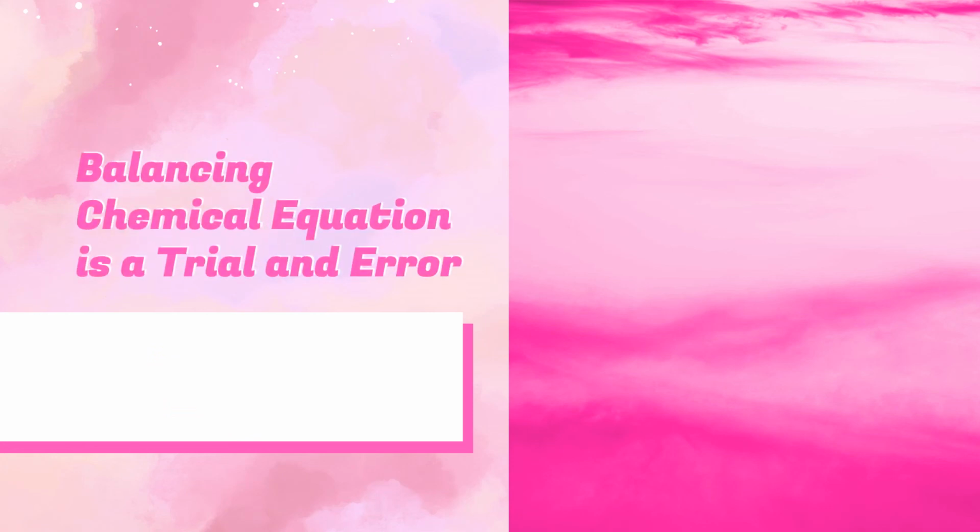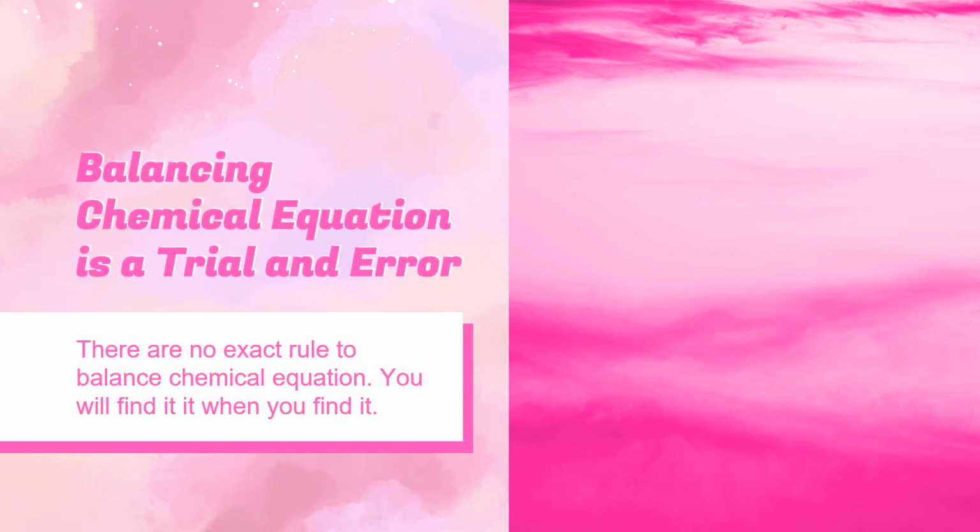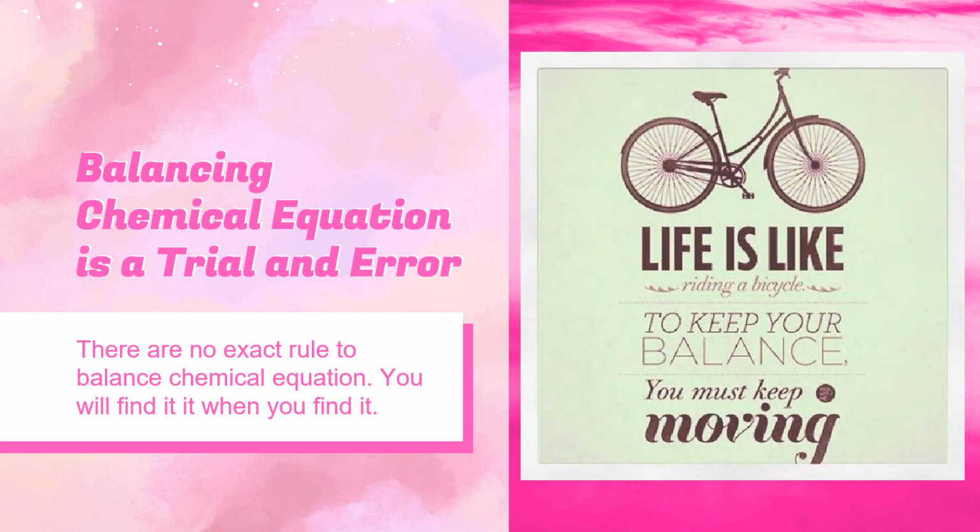Balancing an equation is trial and error. There is no exact rule to balance a chemical equation. It is just like life, like riding a bicycle. To keep your balance, you must keep moving. You need to try until you find the exact or the correct chemical equation, or a balanced chemical equation, for a certain chemical reaction.